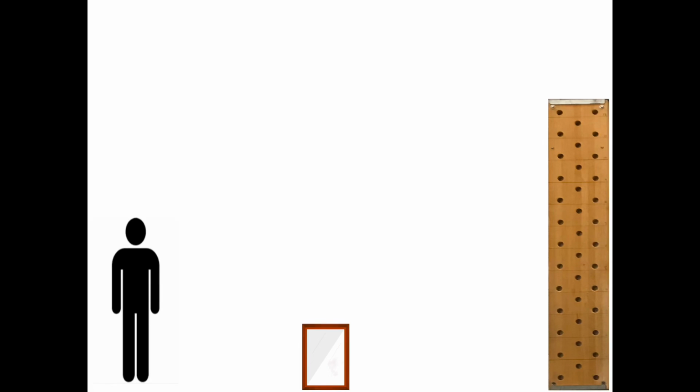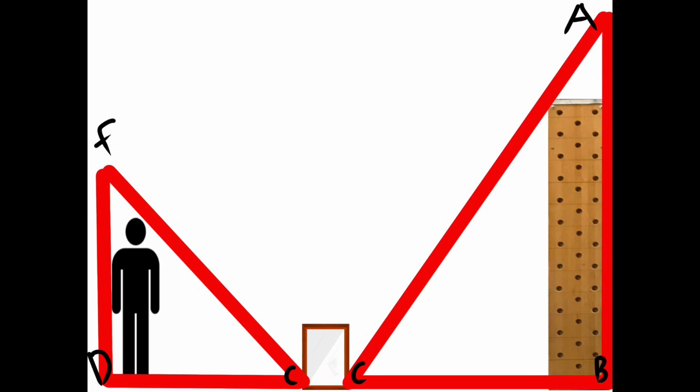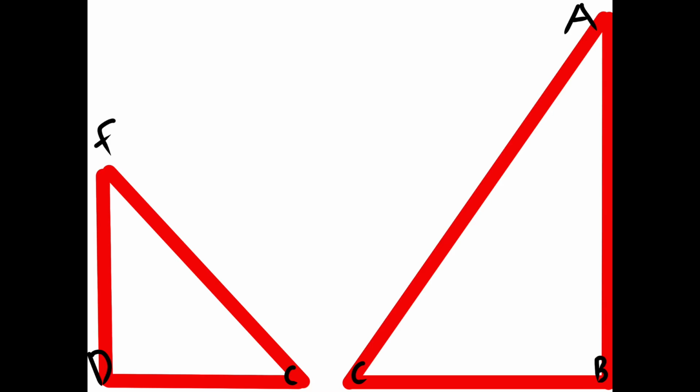First, place a mirror on the floor a little bit away from the object you are measuring. Next, you stand directly behind the mirror and then back up until you can see the top of the object in the mirror. Finally, you measure the distance between the mirror and the object, you and the mirror, and your eye level to the ground. Then you can calculate the height of the object using proportions, since the triangles formed are similar.